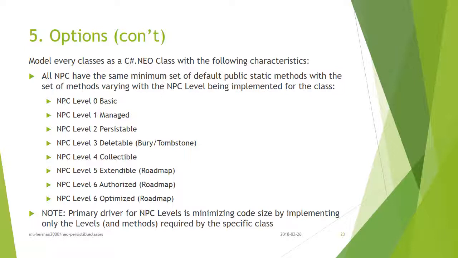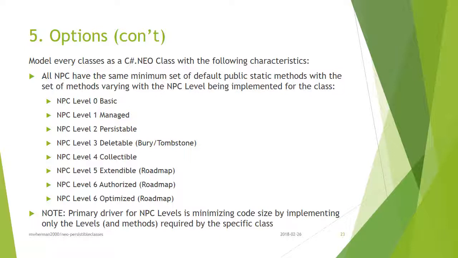Once we get into the solution section, we're going to take you through what level 1 managed, level 2 persistable, level 3 deletable, level 4 collectible mean, and what the actual methods are there. This is a layered persistence model. In general, we want to keep the volume of code, the number of byte codes in our smart contracts reasonably small. So in the Neo Persistable class framework, we've gone to a layered model.